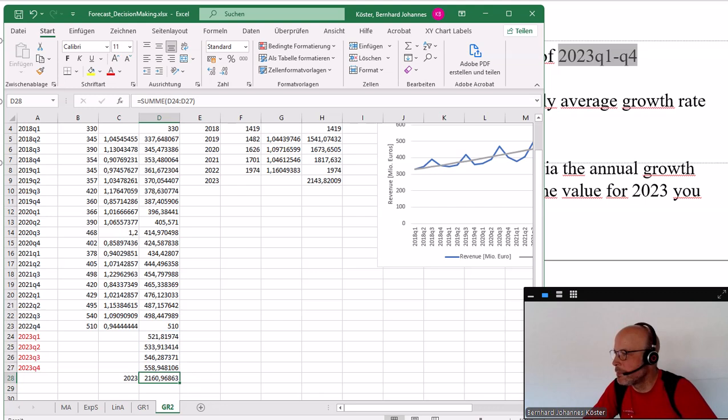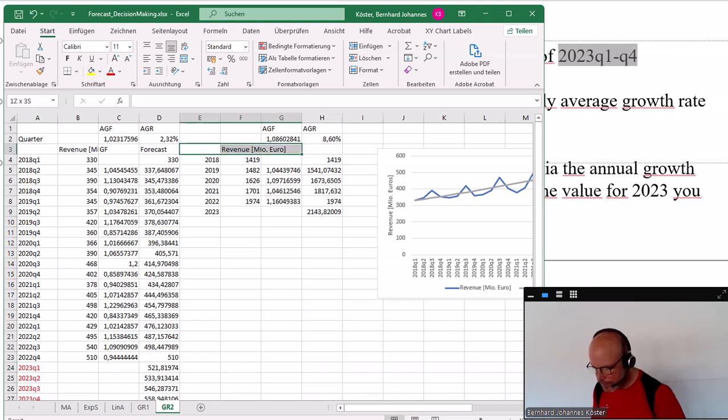Well, and of course, both methods are reasonable ways how to forecast the whole year 2023. I cannot say which one is the better one. Both methods are reasonable ways how to do it. Okay? And then it is again your task to find a reason why you choose this, or maybe in the end you average both forecasts. Yeah, this is up to you.